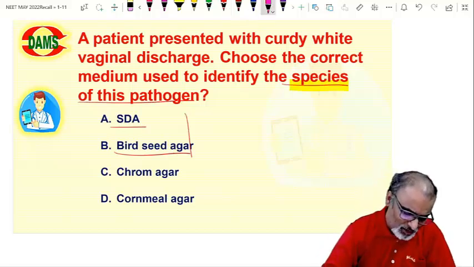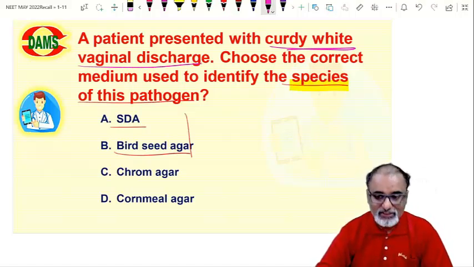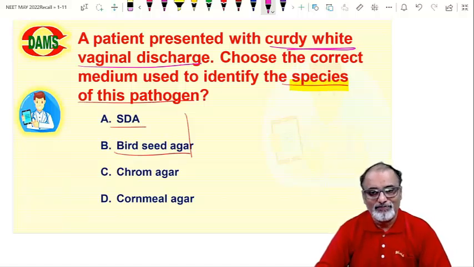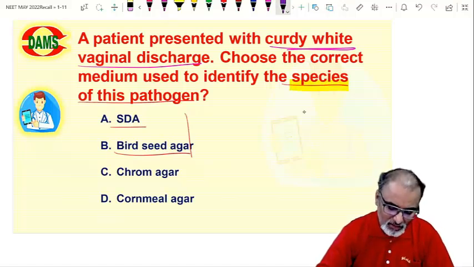Okay, so curdy white vaginal discharge. Based on the nature of the vaginal discharge, we can come to conclusion of the etiology. If it is frothy, foul smelling, watery, it may be due to parasitic Trichomonas. If it is thick, curdy white, it is vaginal candidiasis, moniliasis. Okay, if it is rotten fish smell, amine odor, you can think of bacterial vaginosis. So it is curdy white, 100%. It is fungal, vaginal candidiasis.